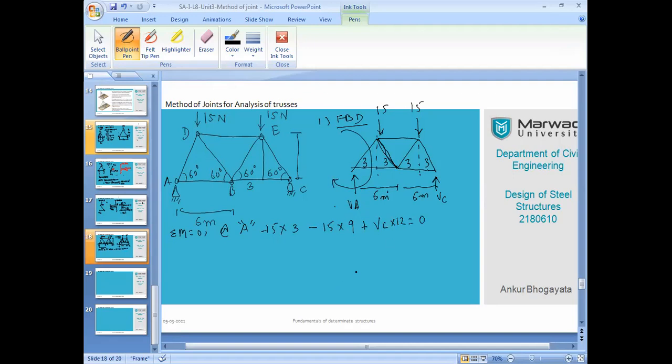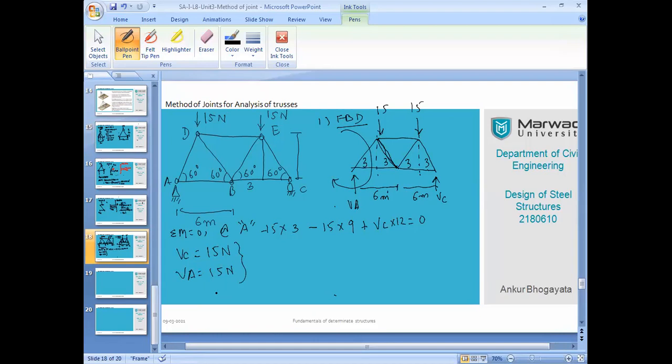Practically the answer will be 15 and 15 by symmetry. But I didn't want to tell you, otherwise you could not have practiced it. So anyways, obtain the value. What will be the VC? 15, quite obviously. And VA. So both reactions are calculated.